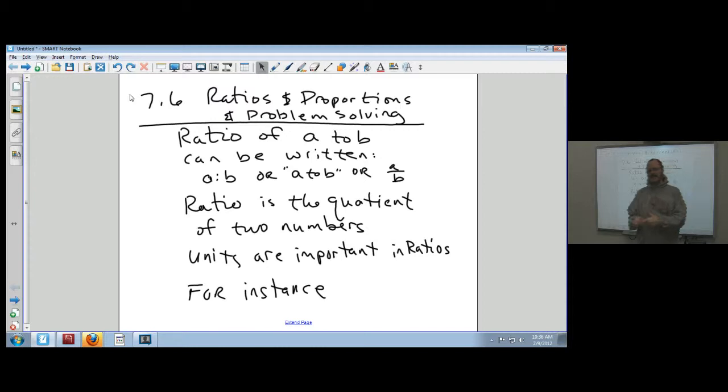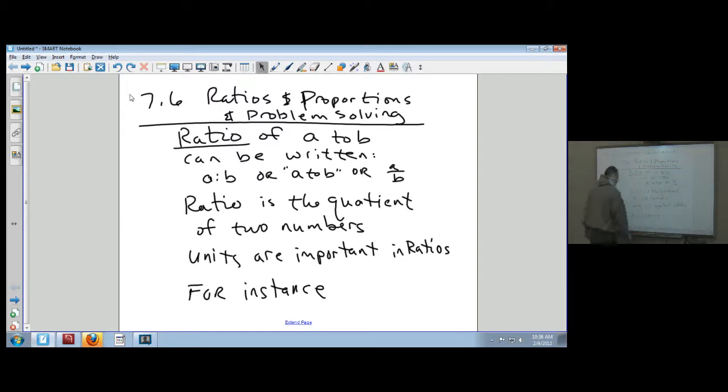Now today's lecture is going to be in two parts because we're going to first of all address ratios, proportions, and some problem solving, and then we will finish up with part 2 of the lecture, or part B of the lecture, when we deal with more advanced problem solving. But first of all, let's define what ratio means.